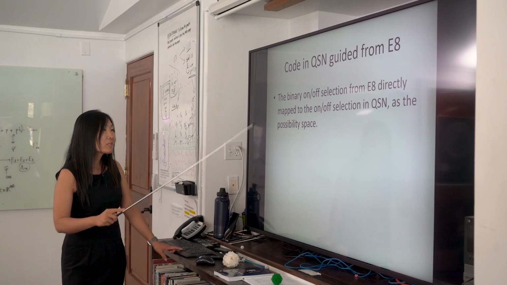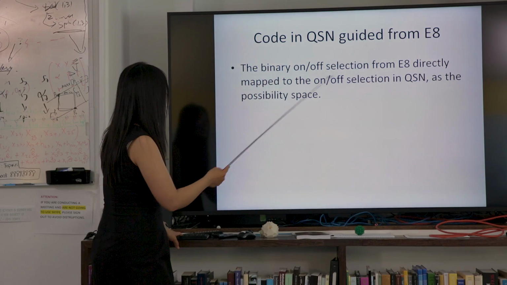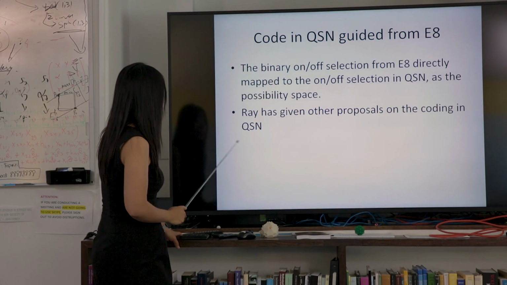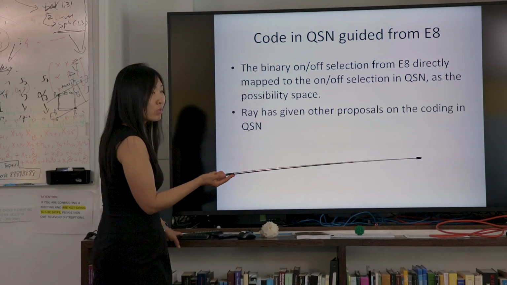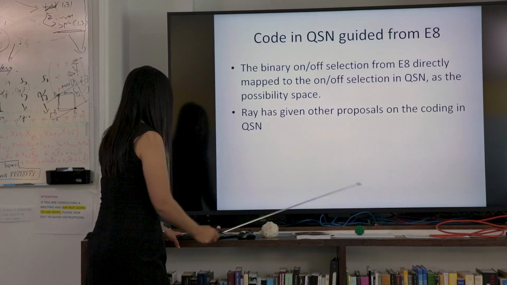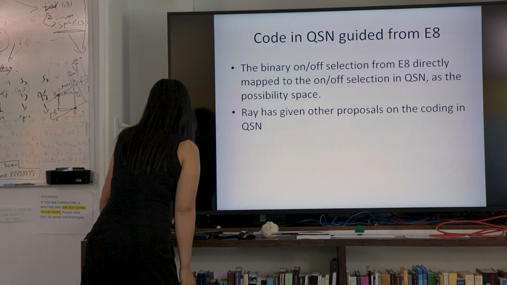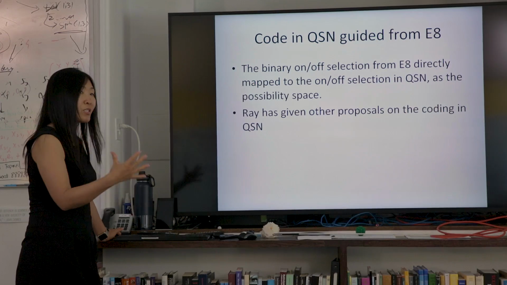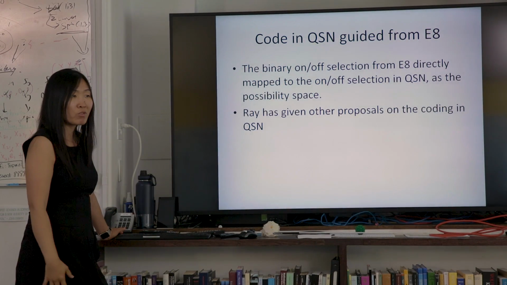Yeah, this is the last slide of this talk. I'm just saying the binary selection can be directly mapped to the selection in the QSN, the possibility space. Ray has given some proposals on the coding in the QSN, and Marcelo has also done some, but Marcelo's approach is also from E8. So that's it for this one. If you don't need a break, I can just finish the next one. The next one is kind of short.